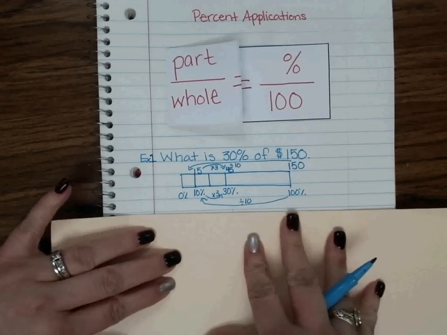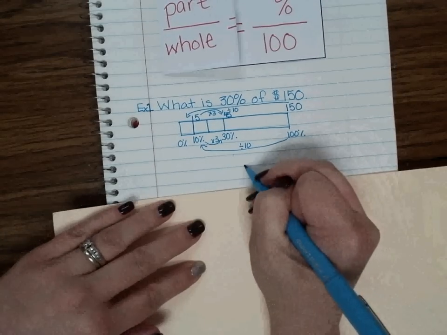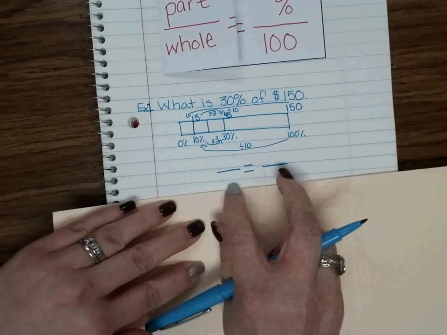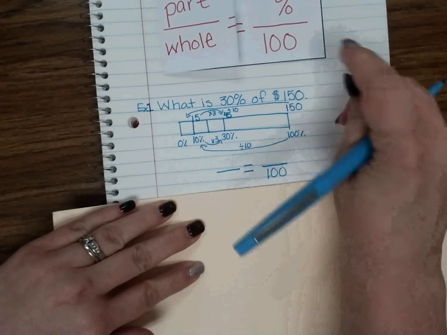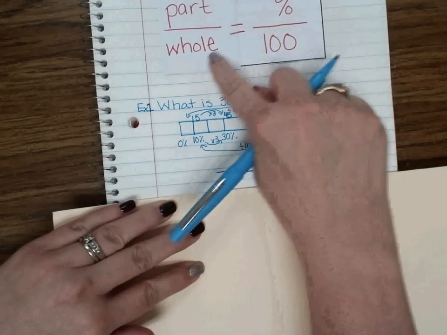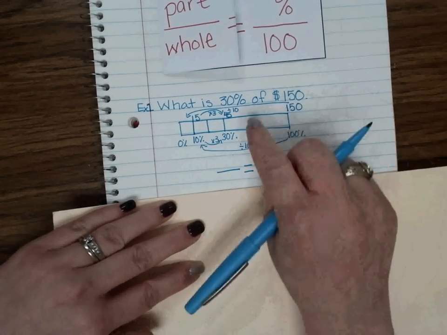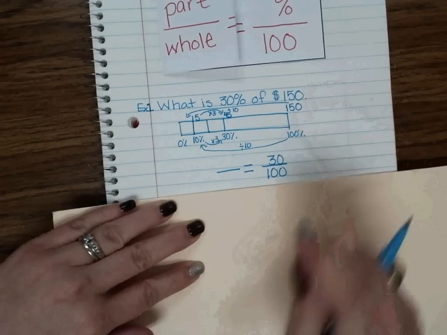Now let's look at that using this part to whole relationship. So if I have my equivalent fractions, I'm going to draw my two proportions. I'm going to put my 100 here because that's always there. And I have a part, a whole, and a percent, so I need to know which ones I do have. Well, I see the percent there, so I'm going to go ahead and put that 30. But where do I put the 150 for this problem?